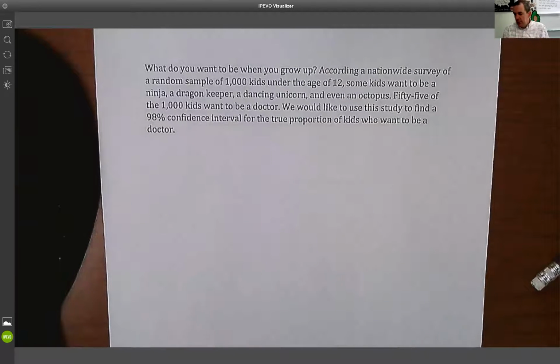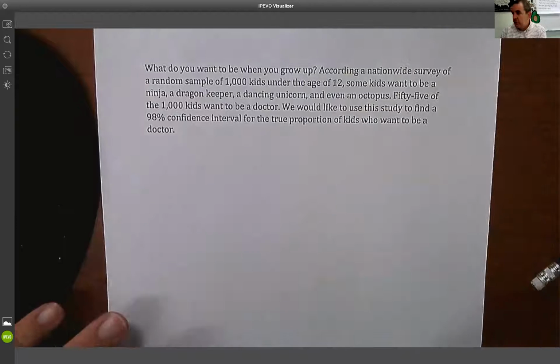What do you want to be when you grow up? According to a nationwide survey of a random sample of 1,000 kids under the age of 12, some kids want to be a ninja, a dragon keeper, a dancing unicorn, and even an octopus. 55 of the 1,000 kids want to be a doctor. We would like to use this study to find a 98% confidence interval for the true proportion.